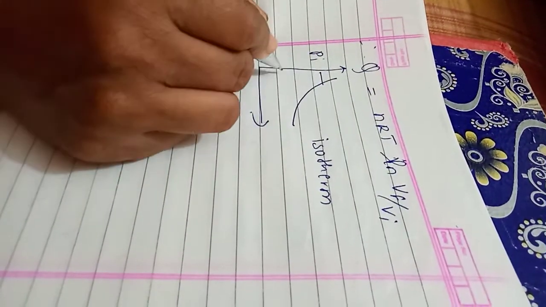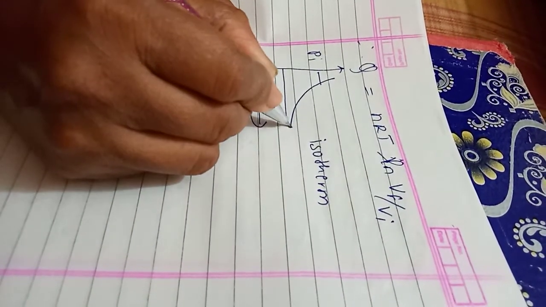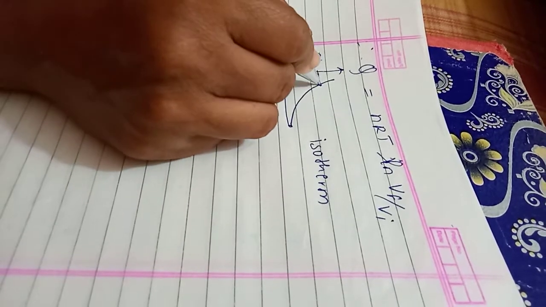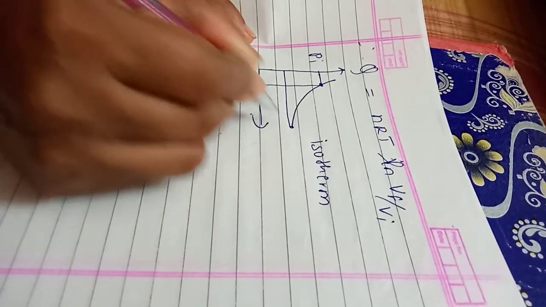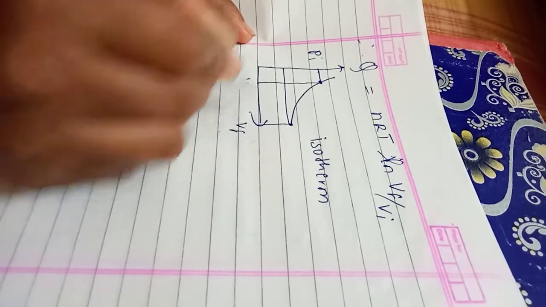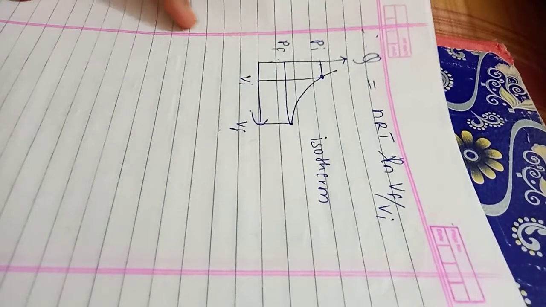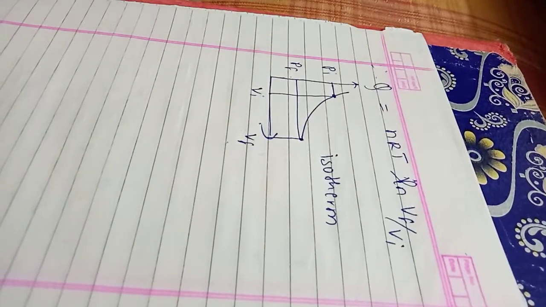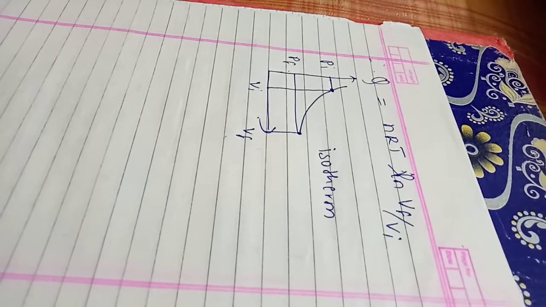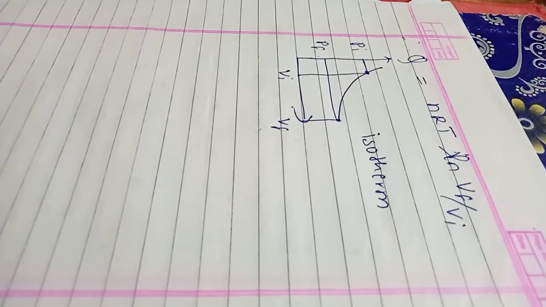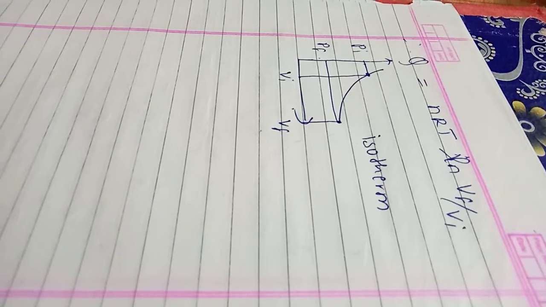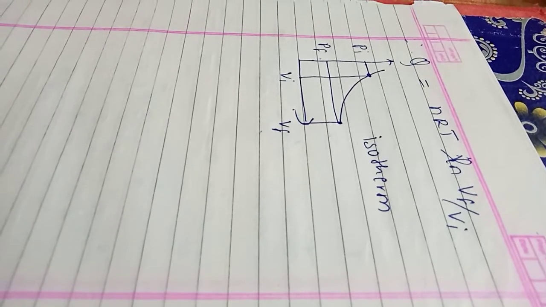This is the initial pressure. This is the final pressure. Initial volume, final volume. That's it. Are you okay? This is your isothermal process. Clear? Point number 1.